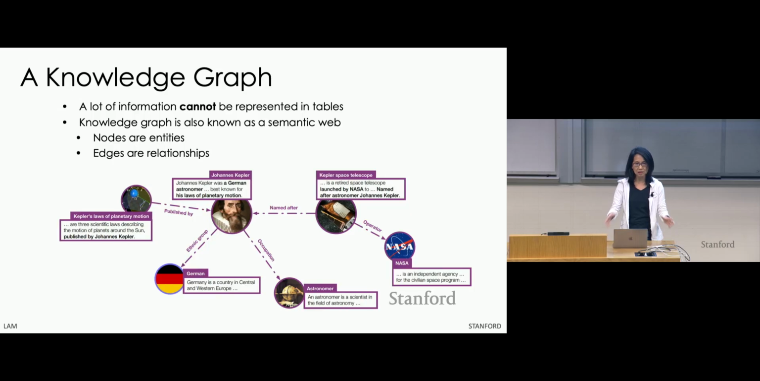So this is because the information is very sparse. Every node that you have has a bunch of properties that are very different from each other. And so the more efficient way of representing it is through these nodes and edges rather than tables.